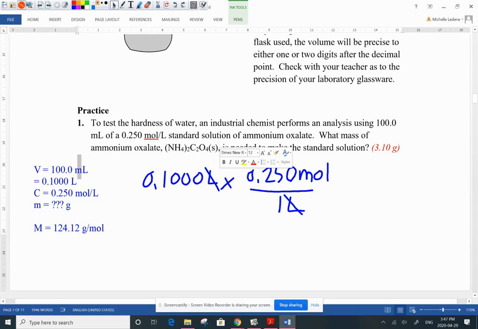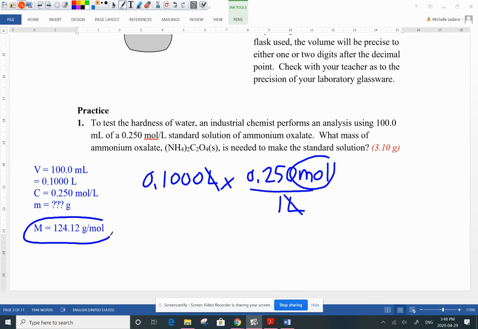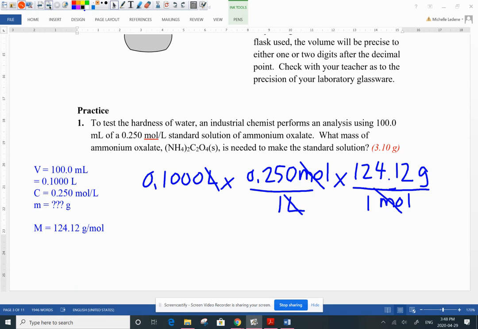So now that I have moles here, I would like to cancel it out, right? I'm looking for mass in grams. So here is our unit conversion. Our molar mass we're going to use, and we're going to put grams on top, moles on bottom, so we can cancel it out. And so it's going to look something like this. So moles on top, moles on bottom cancel out, and what are we left with? The grams, and that's what we're looking for. We're looking for a mass in grams.